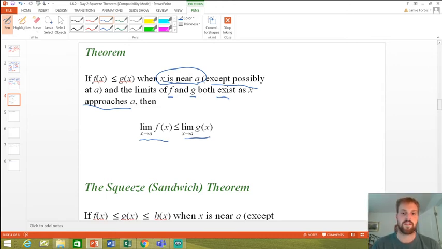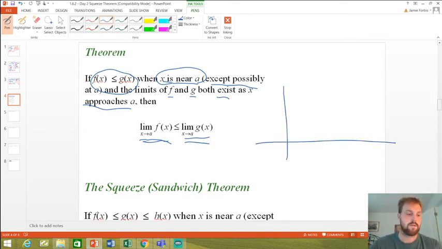That's not the theorem yet. That's just common sense. If f is always less than g, then the limit of f is going to be less than the limit of g. Let me give you a graph to explain it.